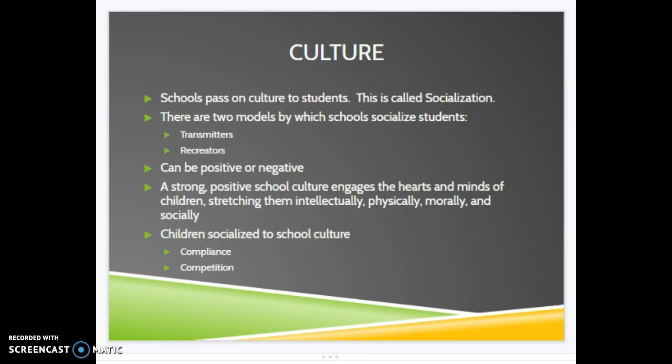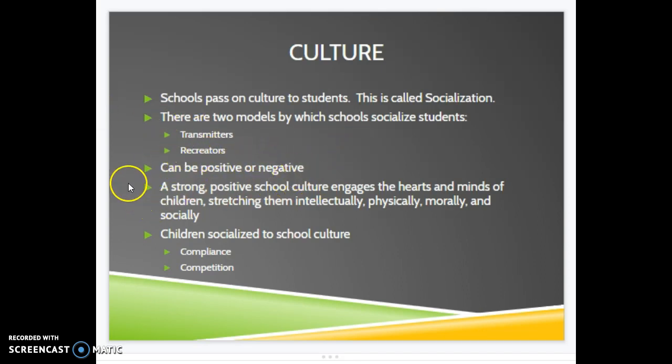All right. And there are two specific models in which schools socialize students. One is called transmission and one is recreation. All right. And they can be both positive or negative, but transmission and recreation establish a positive school environment that engage our students, engage our children, intellectually, physically, morally, and socially. When children are socialized to a school culture, it either creates compliance, so they follow along and they do what they're supposed to do, or it creates competition. And that again can go back to right here, it can be positive or negative.